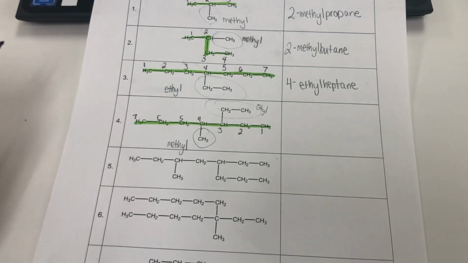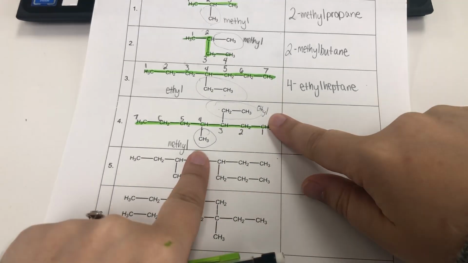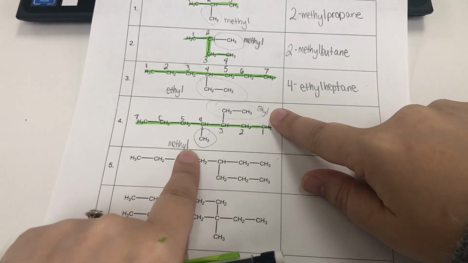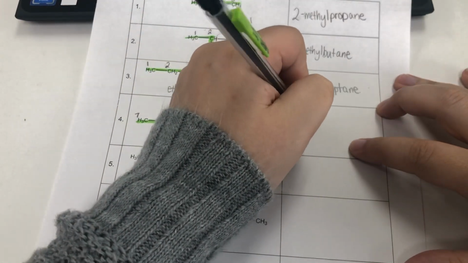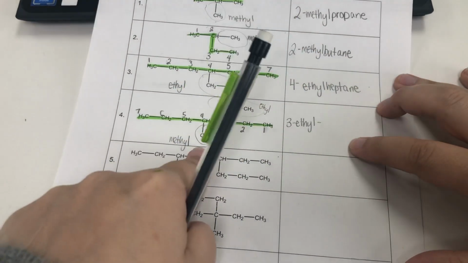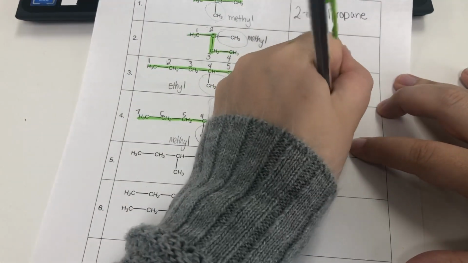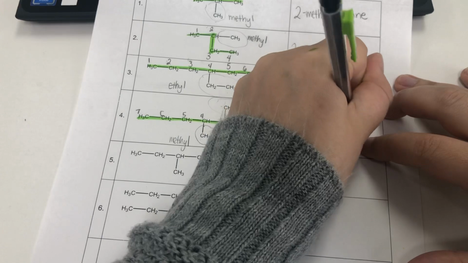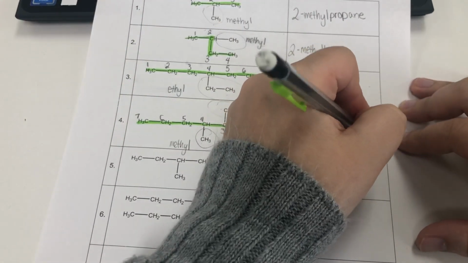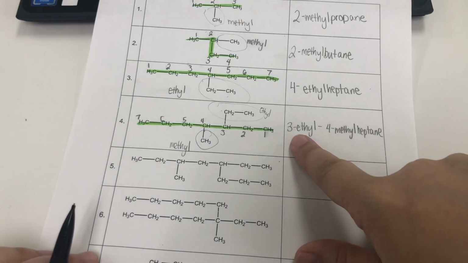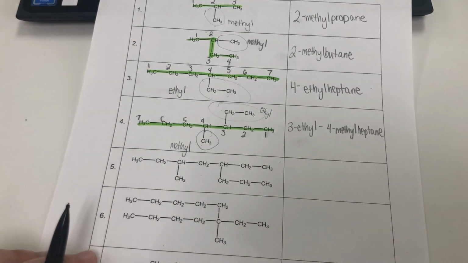Now I'm going to write my whole compound's name. I want my side chains to be in alphabetical order. Ethyl comes before methyl. So this would be a 3-ethyl-4-methyl, and my parent chain would be heptane. So this is 3-ethyl-4-methylheptane.